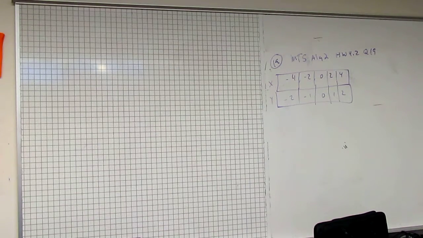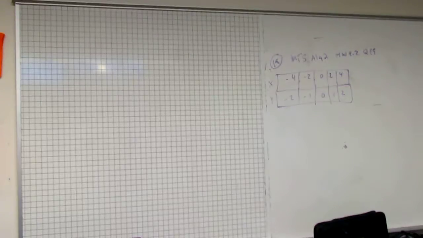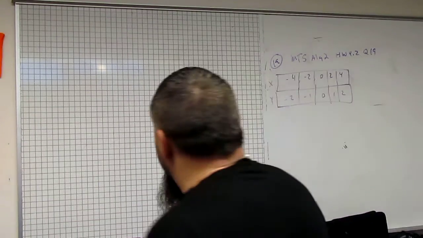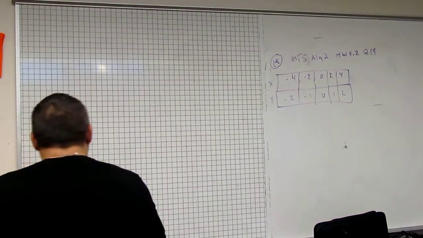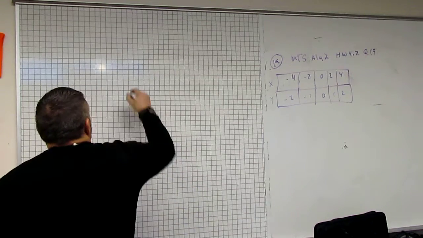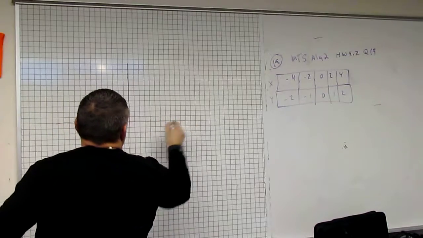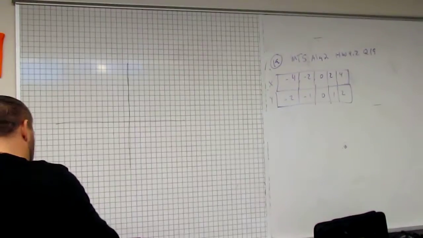Graph this, right? Is that what it says? Graph, connect the points, then graph the inverse and identify the relationship, each relationship. Okay? So first of all, let's graph this one. Okay? Alright. So we'll graph that in purple, right?